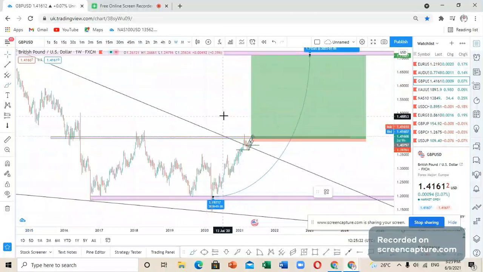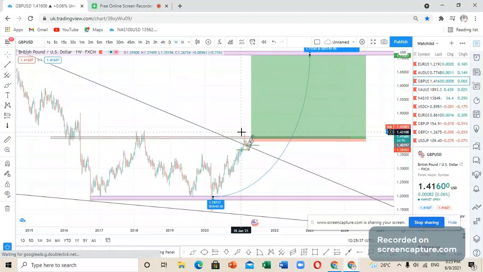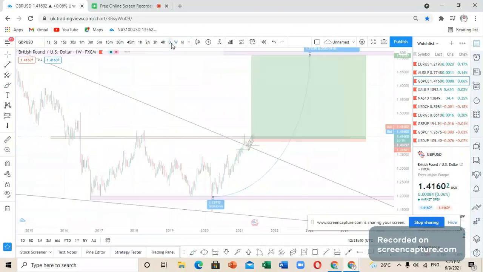So you have got this point of resistance in this area, which is a very strong point of resistance here. So if the market will be able to have a clear breakout, then you're going to have more positions of buying than of selling. So let me move to the daily time frame.